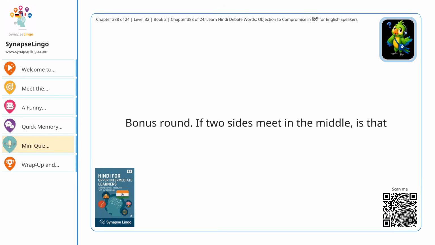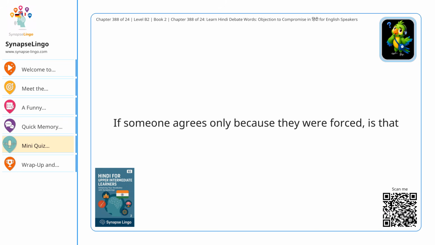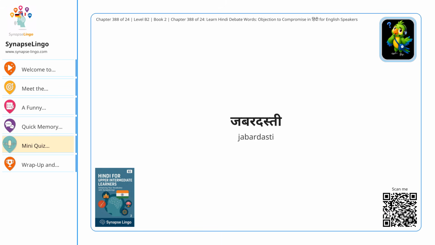Bonus round. If two sides meet in the middle, is that समझौता or दबाव? It is समझौता. If someone agrees only because they were forced, is that रियायत or जबरदस्ती? That is जबरदस्ती.